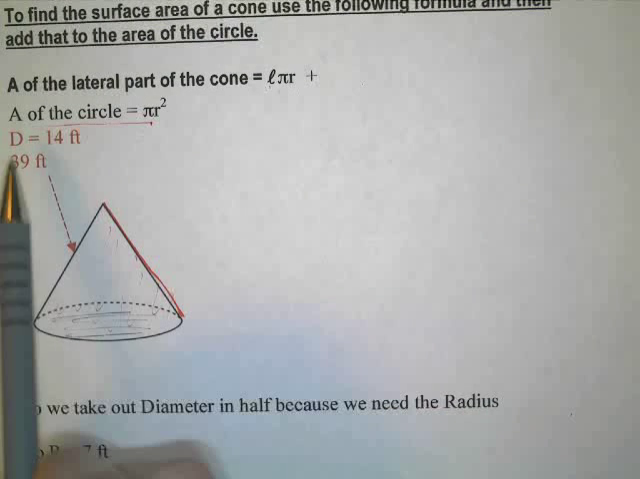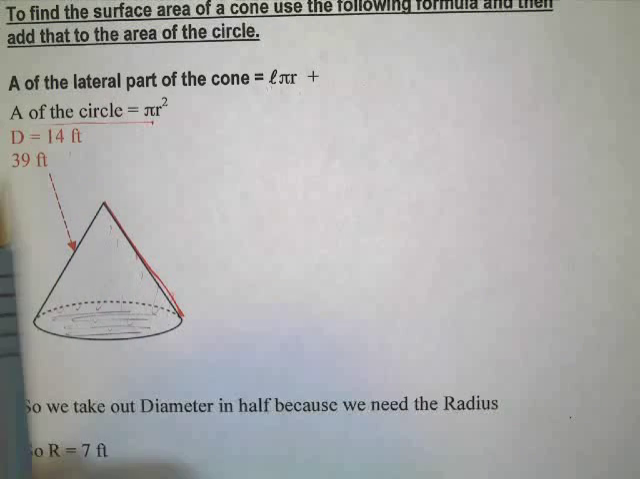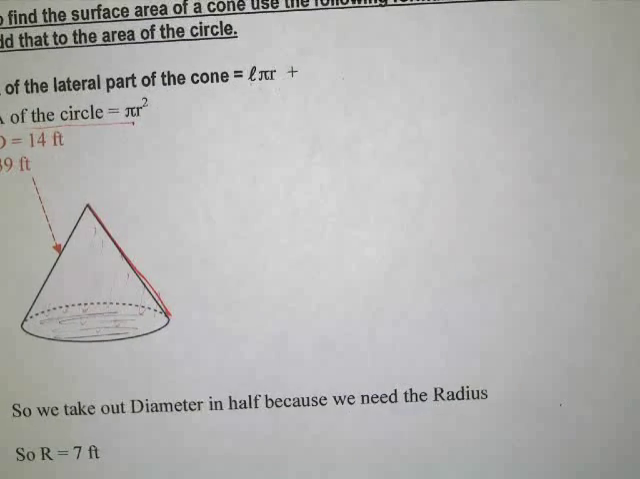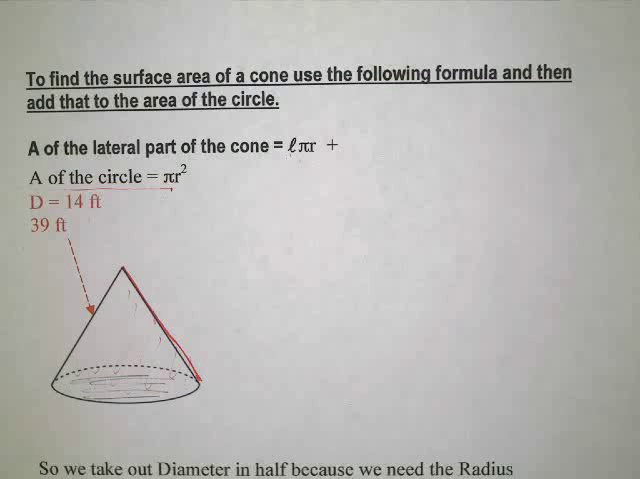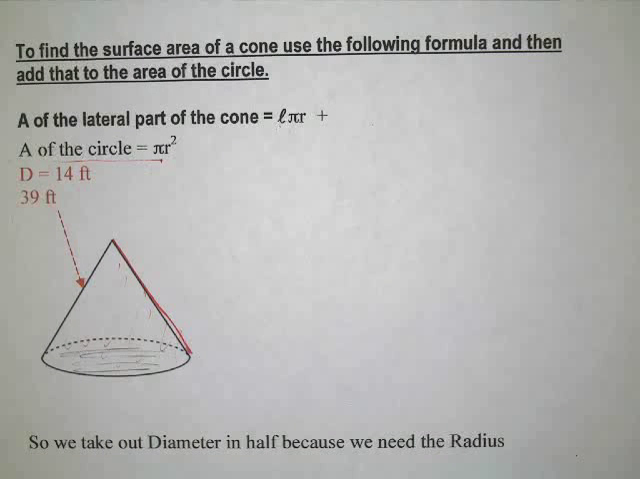So if we know our diameter is 14 feet, and we're going to call our slant height 39 feet, we're going to find the area. What's the very first thing we can do? What do we all know how to do very simply because we've done it a million times? Max. Divide the 14 in half, right? What is half of 14? 7. And why do we need to know that, Evan? Why did Max divide 14 in half? What does he need? Instead of diameter, he needs what?